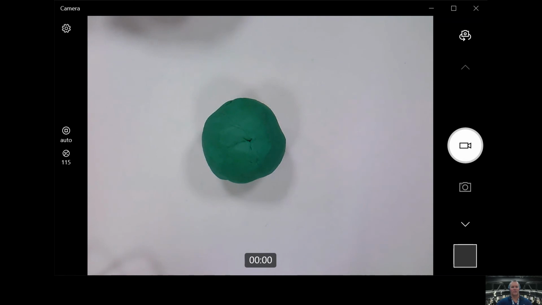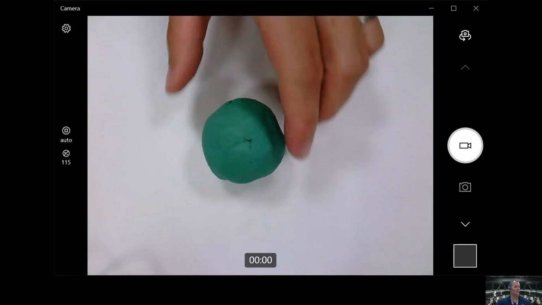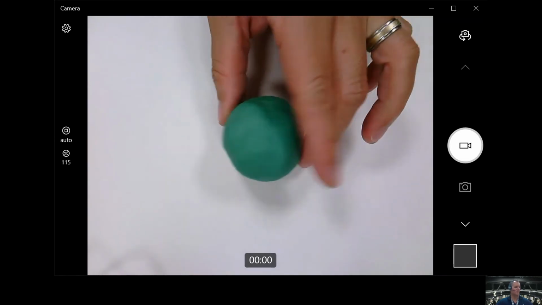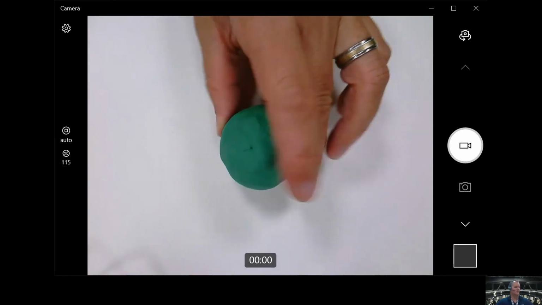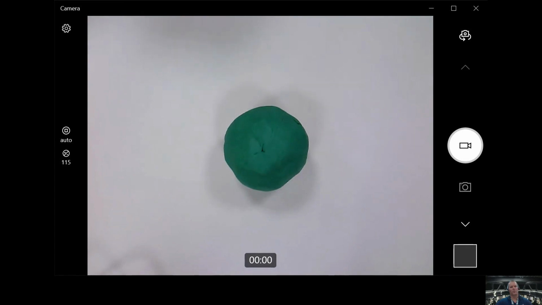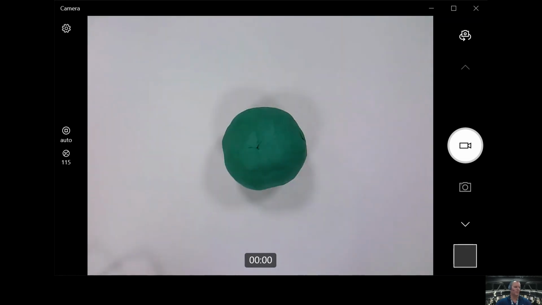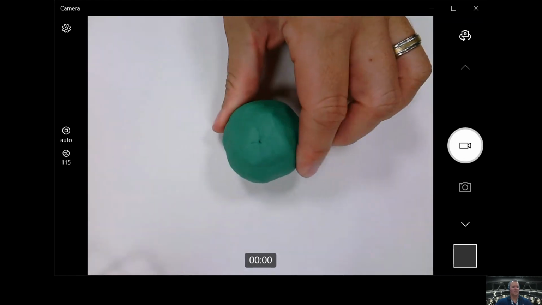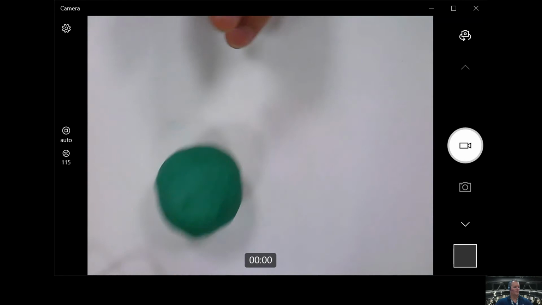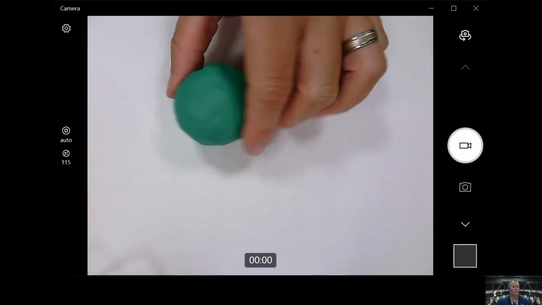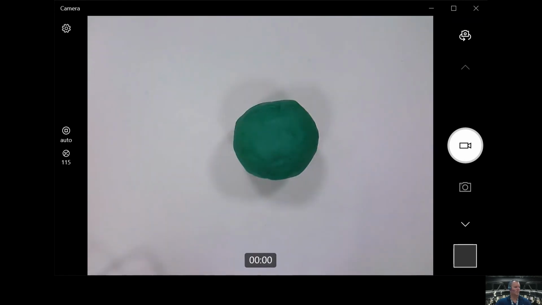Awesome. Make sure you have actual observations. Don't make your inferences. Like, what would be a good inference for this one? I bet it rolls really far. If I said that, well, maybe it won't roll very far. I don't know. That's an inference. If I said it does roll, that's an observation. I can make it roll.